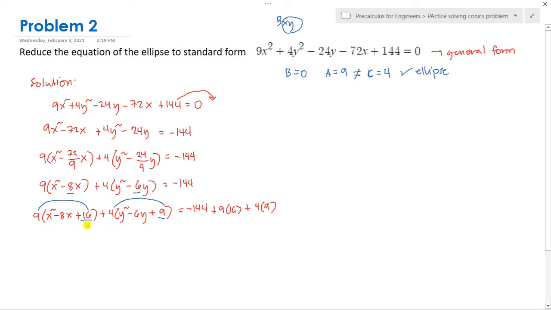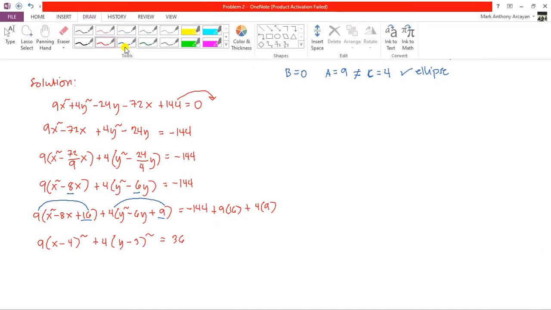So here, we can now factor this because it is already a perfect square. So, we have x minus 4 squared plus 4 times y minus 3 squared is equal to, now we simplify. It becomes negative 144 plus 9 times 16 plus 9 times 4, which is 36. So we have here 36.